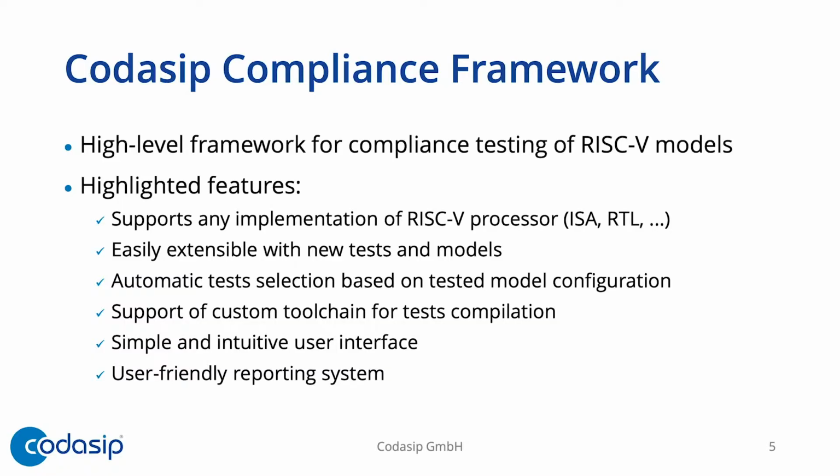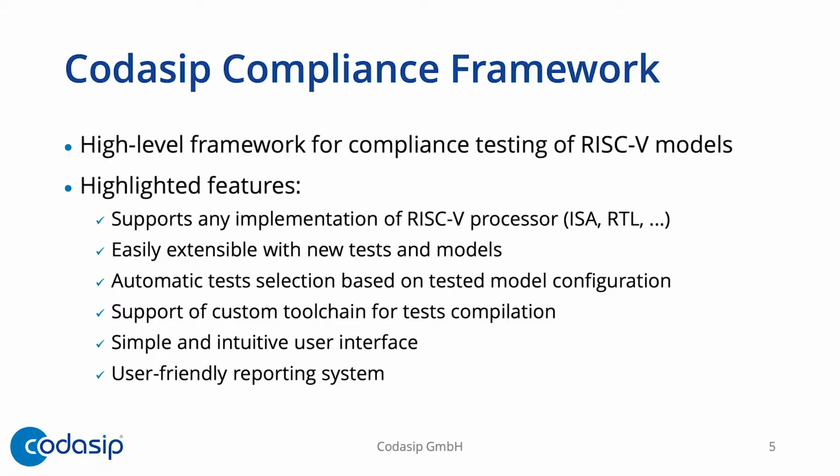It also automatically selects the test based on the model configuration, meaning that the tests which should not be executed for a given configuration are not even executed and they are skipped. So it saves some time. We also include a support of custom toolchain for test compilation, so you can use your own toolchain and not only the official RISC-V GCC compiler. The framework has simple and intuitive user interface and user-friendly reporting system.